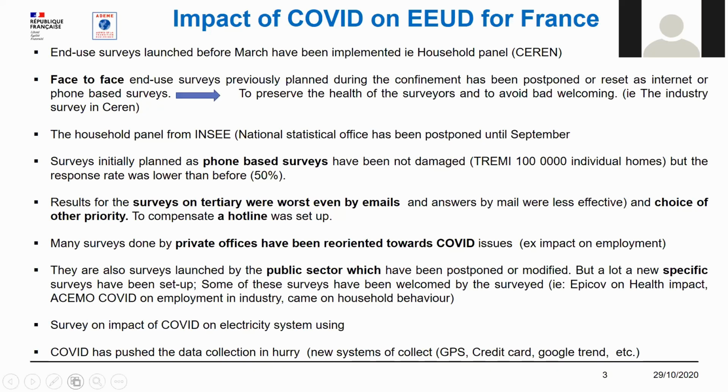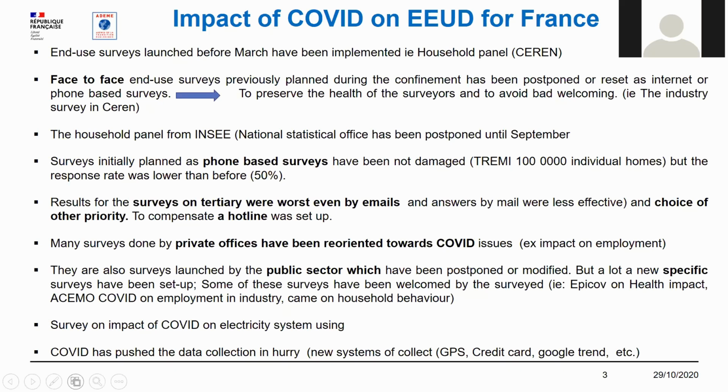So we compensated for that with a hotline service to push the companies again to answer our end-use survey. It was a good business for the private sector. A lot of private offices have oriented some of their surveys to COVID issues, for example, impact on health, impact on employment. So I may say it's a good business for statisticians right now. There are also surveys by the public sector, like IEEDEEM, like the ministry, or like the statistical office.